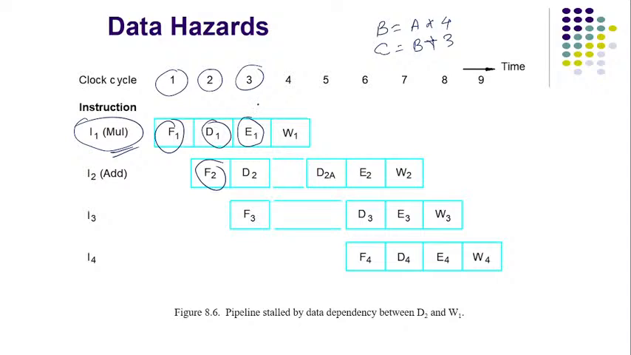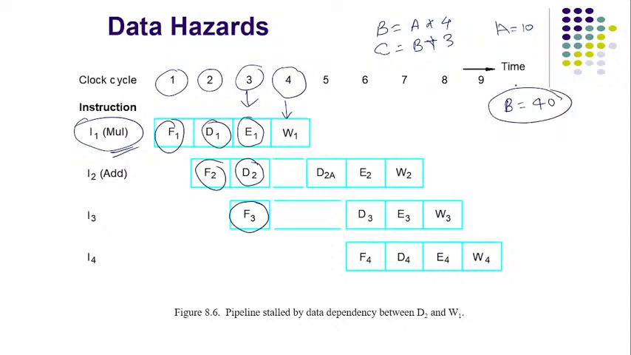तो third clock cycle में क्या हो रहा है? The first instruction is in the execution stage. At the same time, the second instruction is decoded because the decode unit is available, and the third instruction is fetched. So third is a different instruction. Now in the fourth clock cycle, it is writing the result. Writing the result means, suppose here A value is 10, so B is how much? 40. The B value is 40.